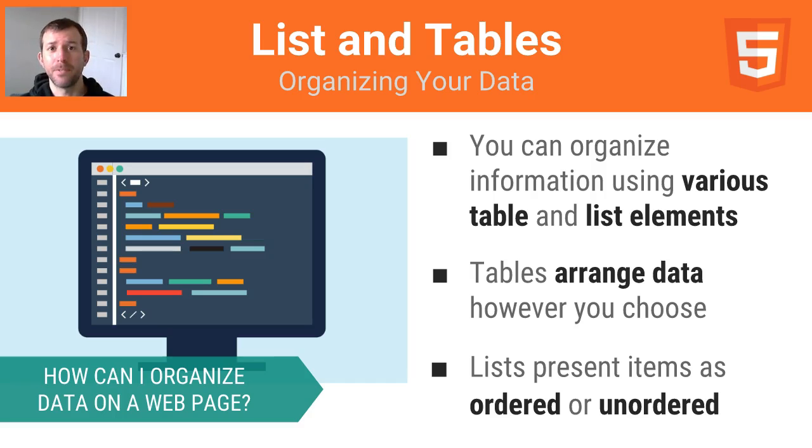And there are different types of lists. There's ordered lists and unordered lists. Depending upon whether the items that you're listing are ordered, you use an ordered list. If they're unordered, you'd use an unordered list.